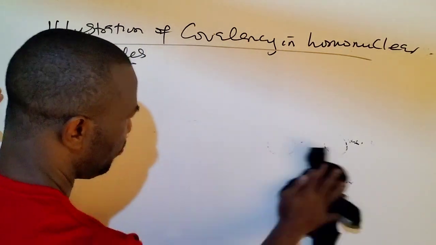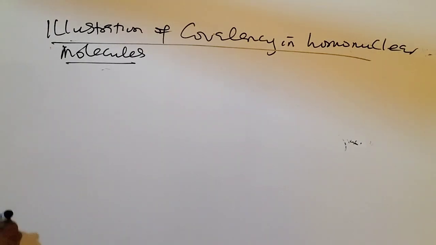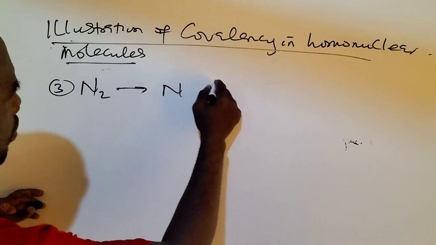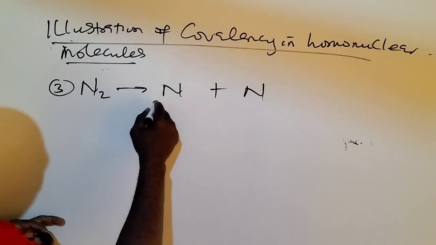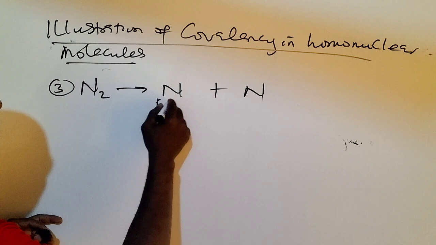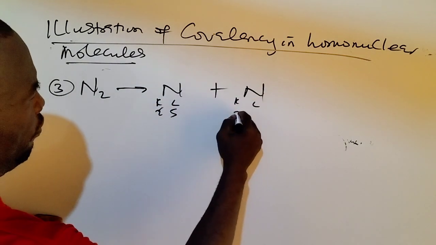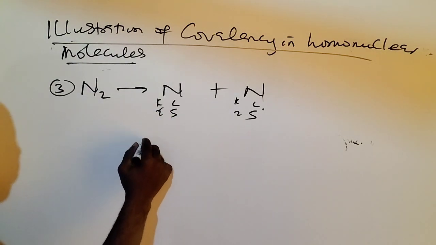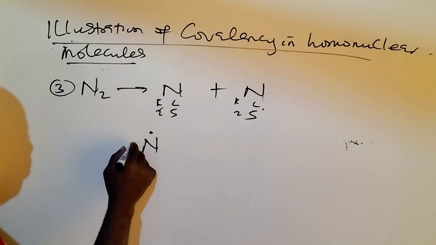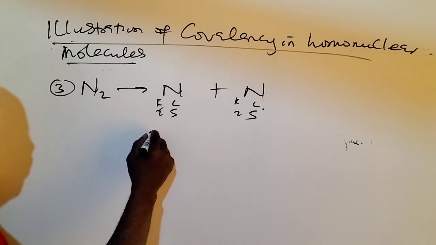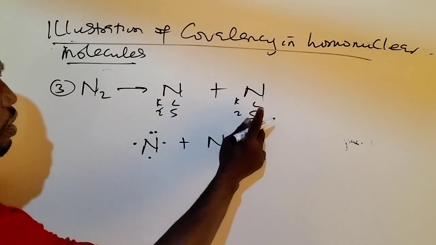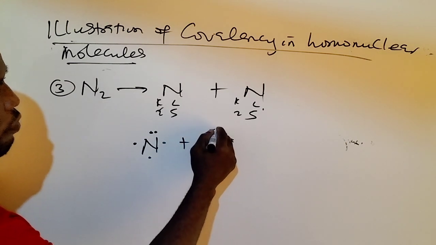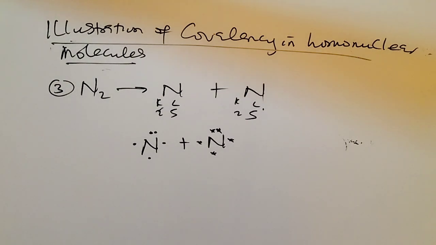I'll take another instance, nitrogen, one that has a triple bond. N2, nitrogen, has atomic number 7, electronic configuration 2, 5 for each. Now let's do the bonding. Nitrogen has 5 electrons in the outer shell. Draw the Lewis structure of each atom: 1, 2, 3, 4, 5 plus 1, 2, 3, 4, 5.